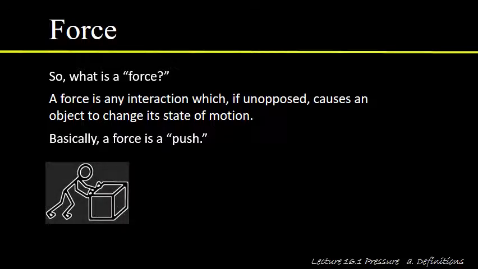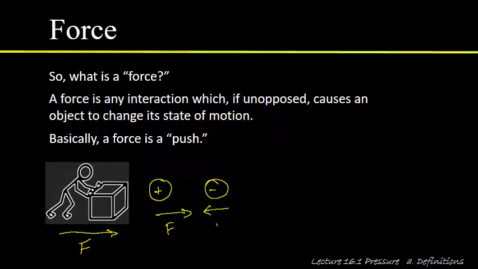So, for example, if we look at this guy moving this block here, he moves it by exerting a force on that block. Another common force that's important in chemistry is if you have two different objects, maybe two ions, one with a positive charge and one with a negative charge, then there's going to be a force of attraction between those two opposite charges. It's a force that pulls one in that direction and a force that pulls the other in the other direction.